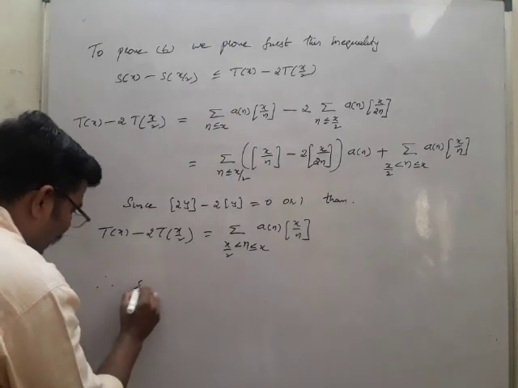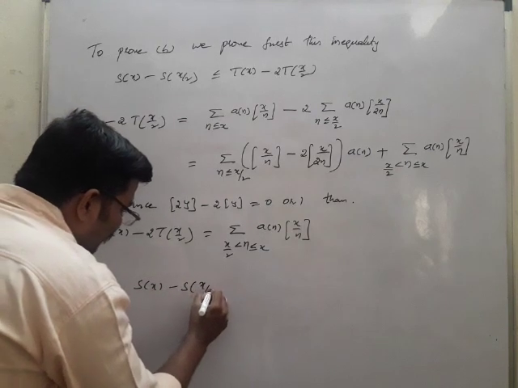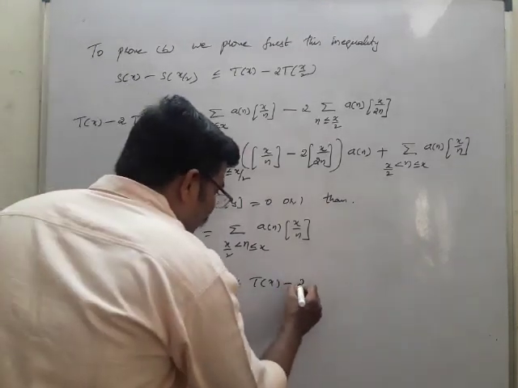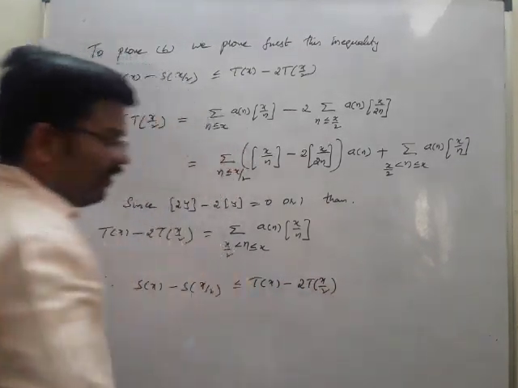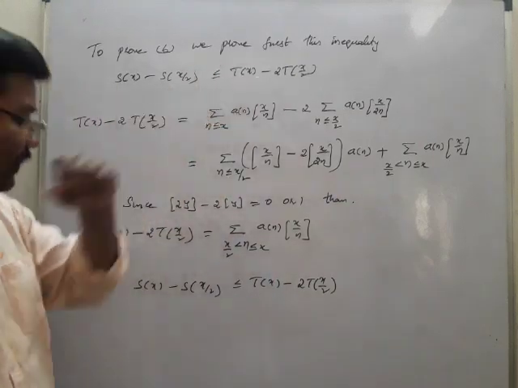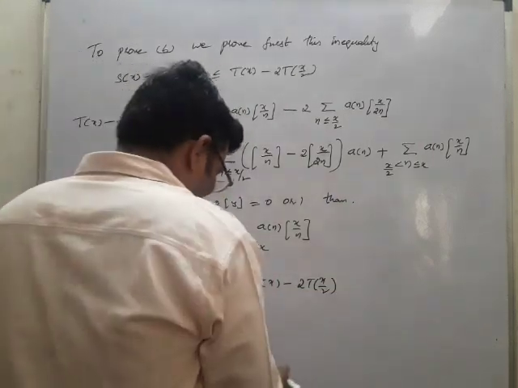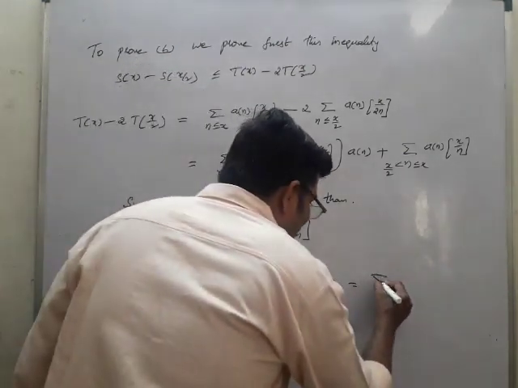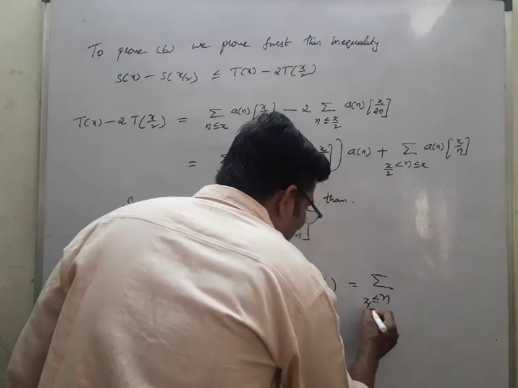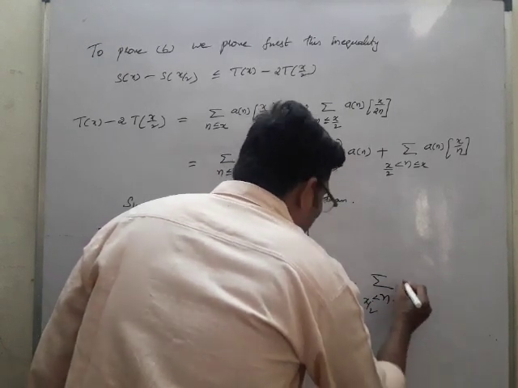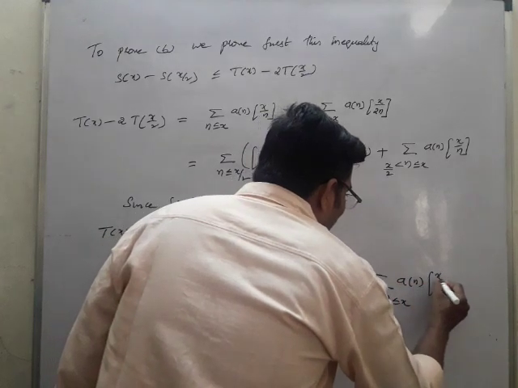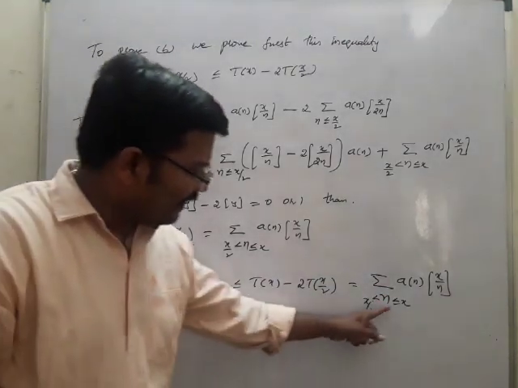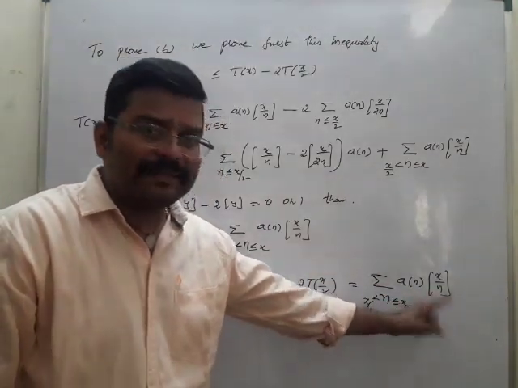Now we have that S(x) minus S(x/2) is less than or equal to T(x) minus 2 T(x/2). This we already have from this equation. But what is the value of this? This value is nothing but the summation over x/2 less than n less than or equal to x of a(n) into [x/n]. So you got this inequality.